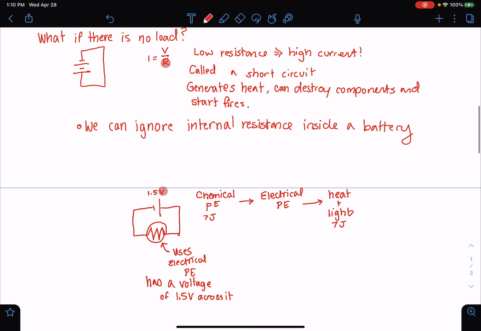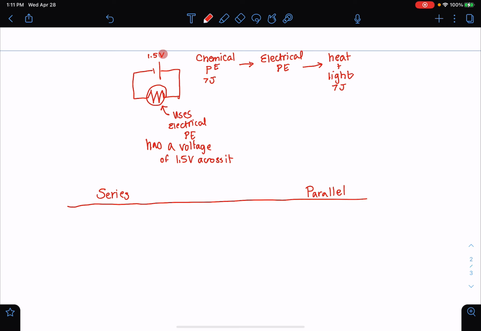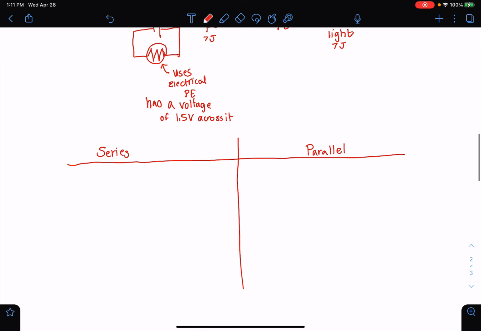What if you have a slightly more complicated example? Well, there are two ways that you can connect electrical components in a circuit. They're called series and parallel. So I'm going to make a table here. So the first thing I want to put in my table is a definition of each. So what makes a series circuit different than a parallel circuit?